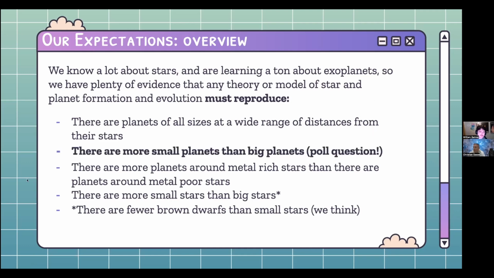So the next poll question relates to this middle point here, that there are more small planets than there are big planets. And like Christian said, this is a tough one. So give it your best guess, but you won't be held to your final answer because we'll learn why this is the case in a couple slides.